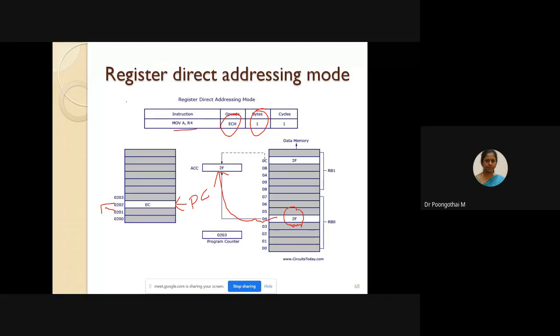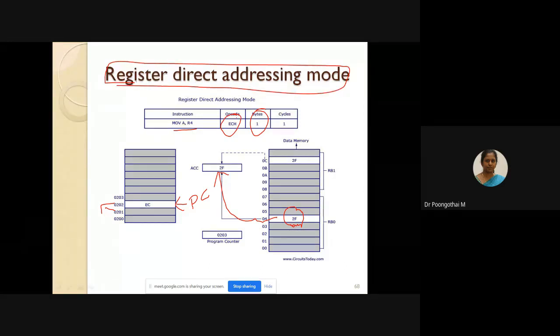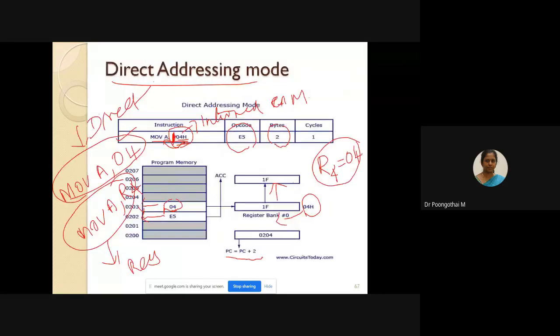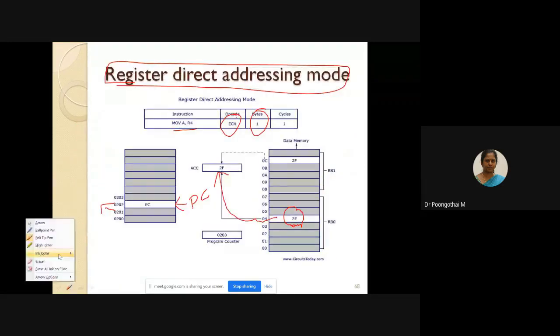So register direct addressing mode can save program memory. Based on your program size, we can choose our addressing mode. Compared to the previous one, this one is preferred. This one is widely used instead of the other.